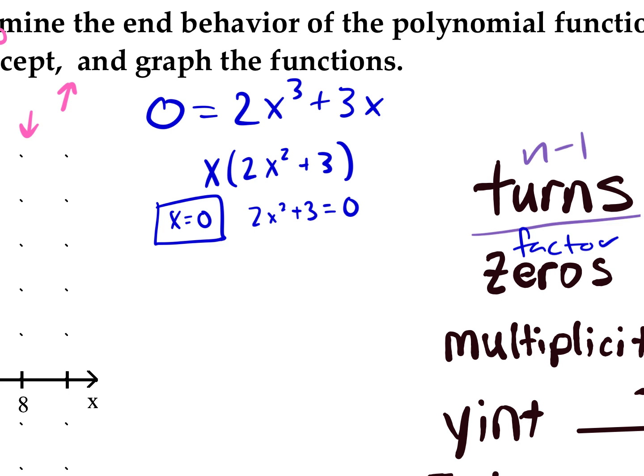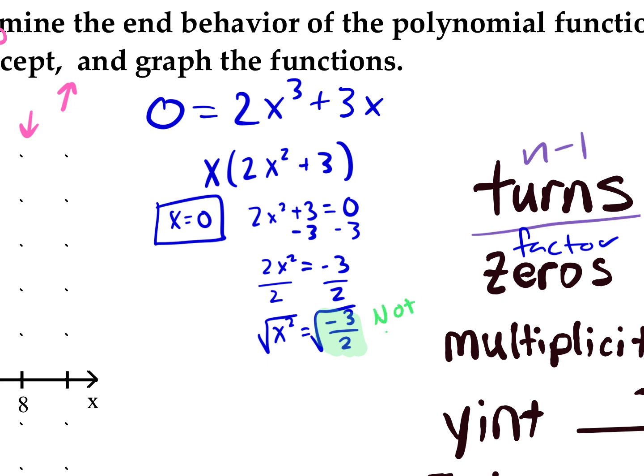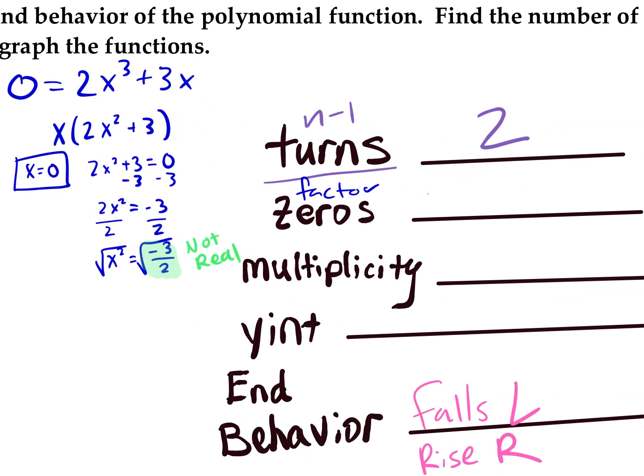And then to find the other one, I'm going to solve for x. Subtract 3 on both sides. 2x squared is equal to negative 3. Divide by 2. So x squared is equal to negative 3 halves. Take the square root. I cannot take the square root of a negative number, so this is not a real 0. So the only real 0 that I have is x equal to 0.